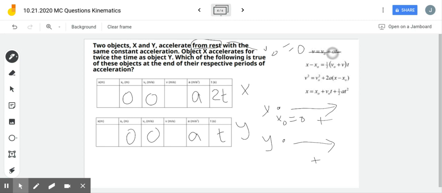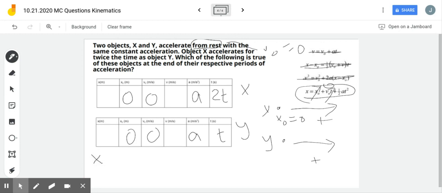I'm not going to use this first one. I might use this second one, but probably not. I might use the third one, but actually I can't because we don't know what v is. Actually, I can't use that middle one either. So I'm going to use this bottom one, x equals x naught plus v naught t plus 1/2 at squared. What we know is that x naught and v naught are both 0. Okay, so we're just going to say x equals 1/2 at squared.